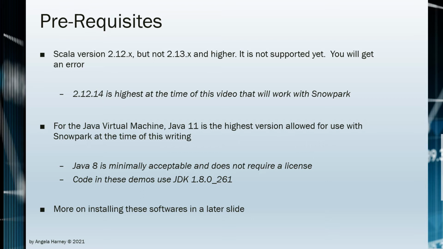If you create a new Scala application and the build file in your project defaults to 2.13 or higher, it is too high of a version to be used with Snowpark. This video will show you how to modify that file and change the version to 2.12 that you specifically install. Steps to install Scala can also be found later in this video.